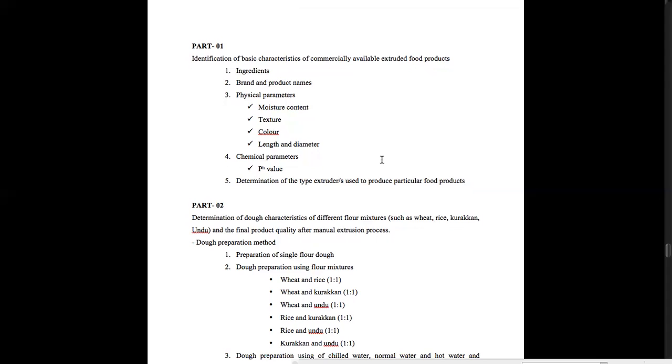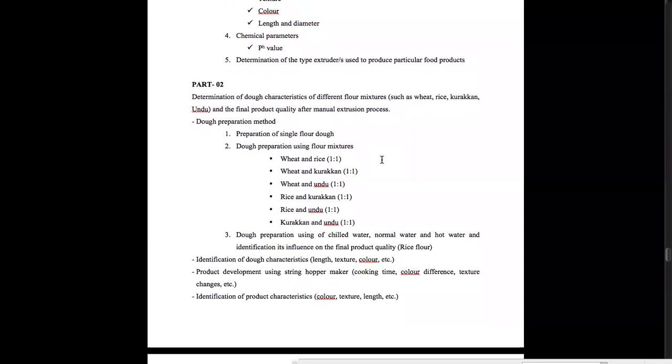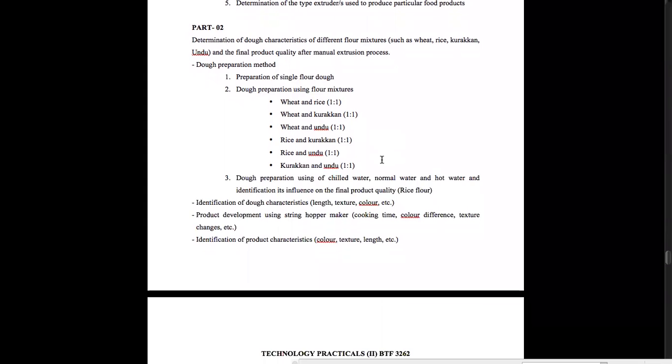You have to go through the labels and also the products. Then we are moving to part 2. This is very, very important.